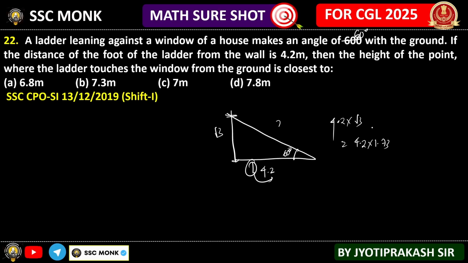So the answer will be close to, so this is 42 times 173, 3 times 3 is 9, 3 times 7 is 21, and so on. Adding up, we get 7.266, so this is close to 7.3. Answer option B. Clear? Next.